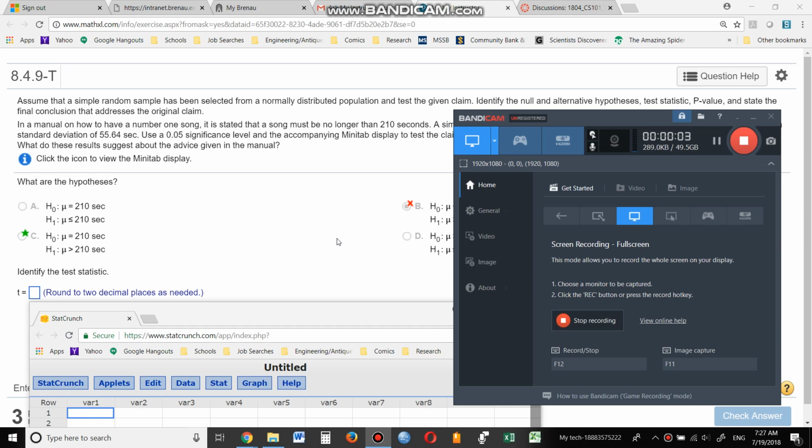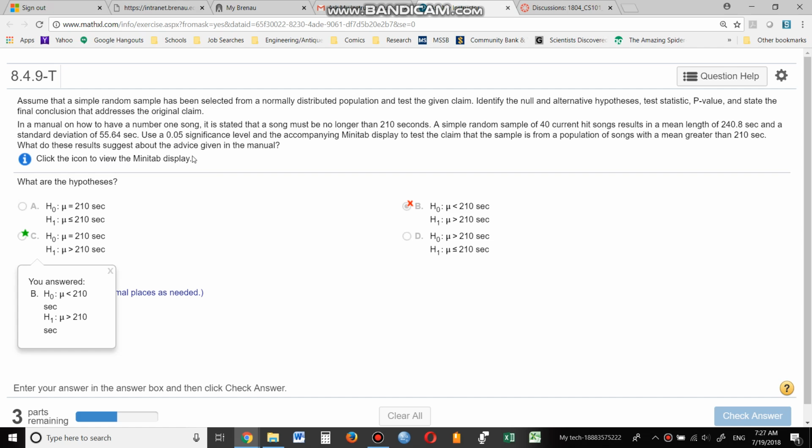Good morning, class. Let's take a look at this problem here. We have a random sample selected from a normally distributed population. We want to identify the null and alternative, the test statistic, the p-value, and then make the decision.